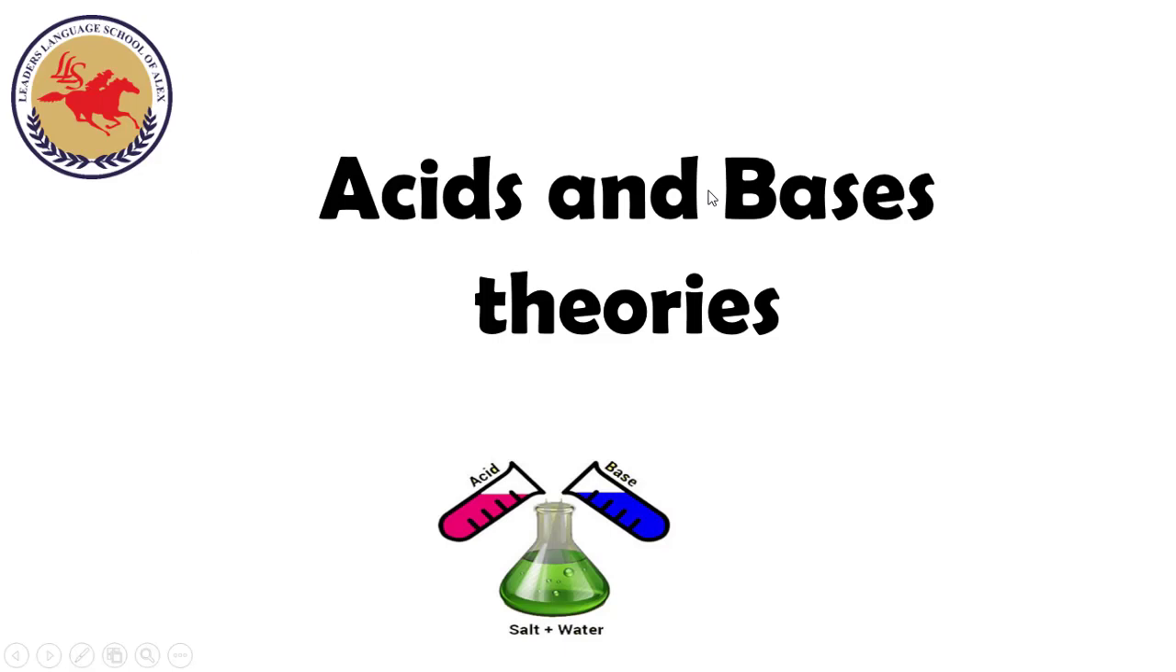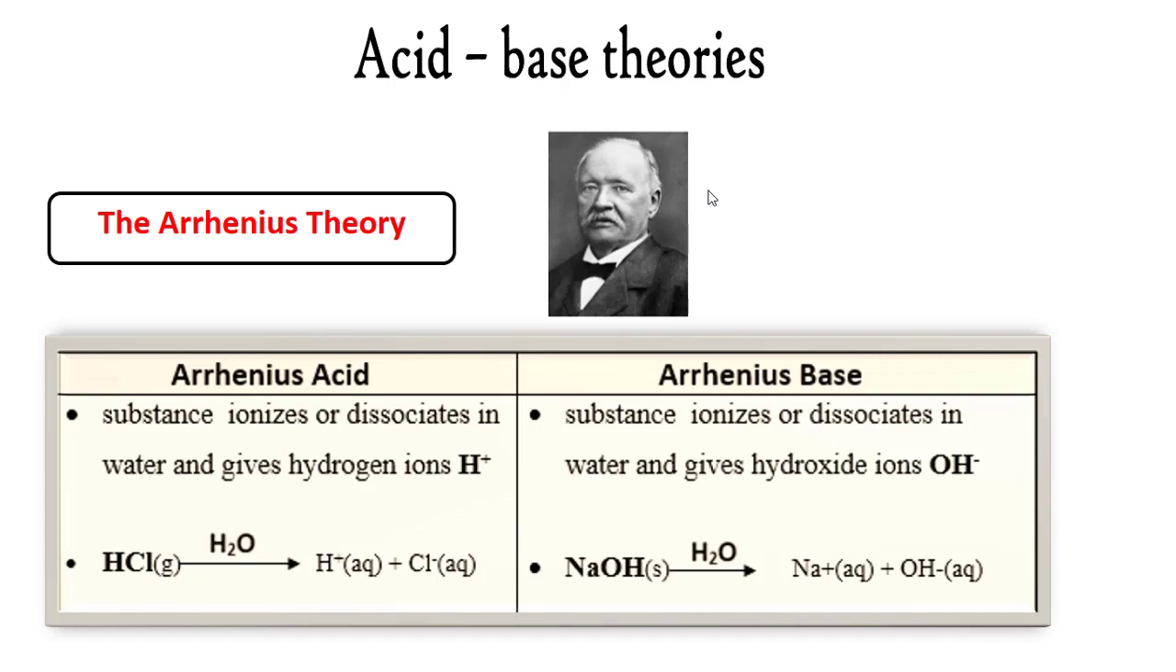Acids and bases theories. We have 3 theories to define acid and base. Number 1, Arrhenius theory. Each theory will give a definition for acid and for base. An Arrhenius acid is a substance that ionizes or dissociates in water, giving hydrogen ions. And an Arrhenius base is a substance that ionizes or dissociates in water, giving hydroxide ions.